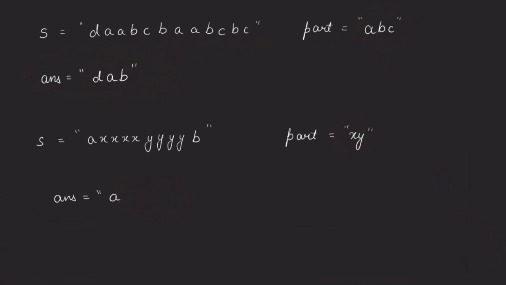Then we will append the next character, which will be b. So we will append b over here. Ab is not equal to xy. So we will append the next character. But now we are done with the string s. So this is the final answer string that we have, and this is what we will return. So this is how we can solve this problem.